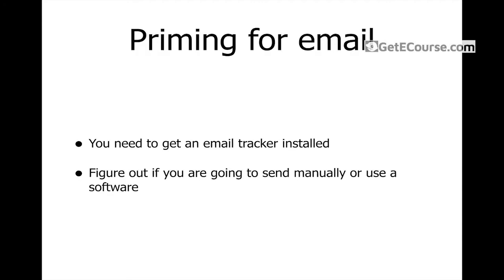Okay, so first things first, priming for email. Now, there's two things that you need to make sure are in place before you even think about sending out any sort of emails to anybody. The first thing is you need to get an email tracker installed, and you guys know we talked about this in the last module, and why we need it: so we can see the level of intent that a prospect shows for the retargeting looms. If you don't know what I'm talking about, you probably haven't seen the previous module. So we need to get a tracker installed.